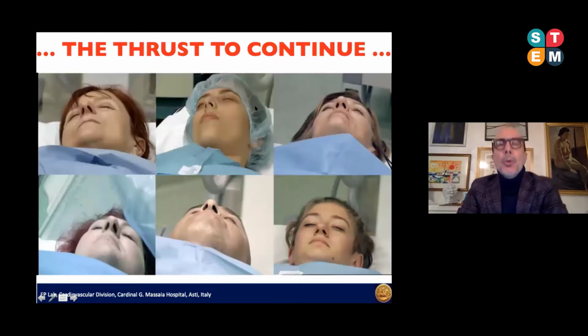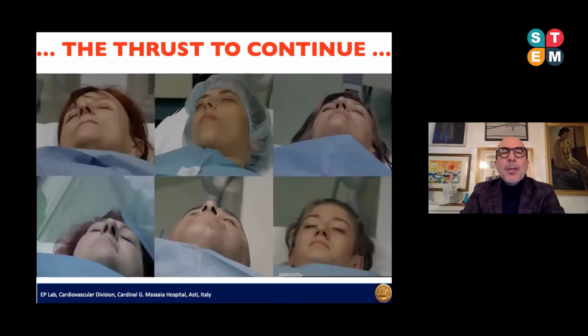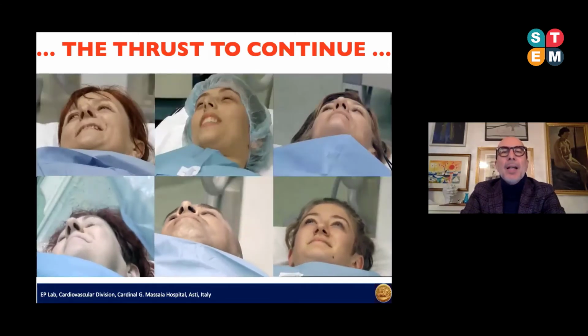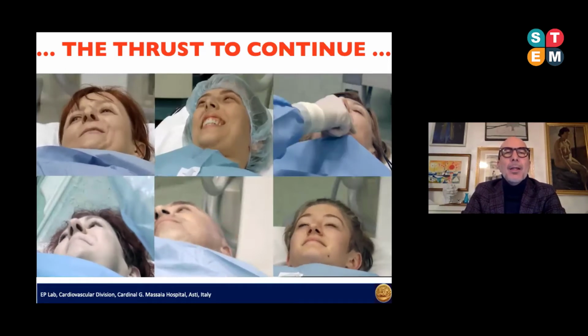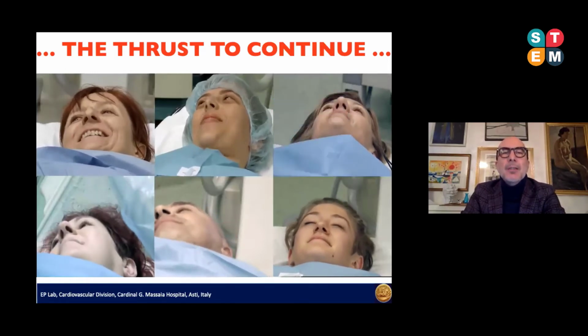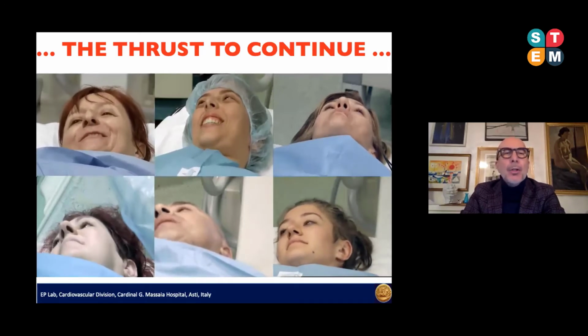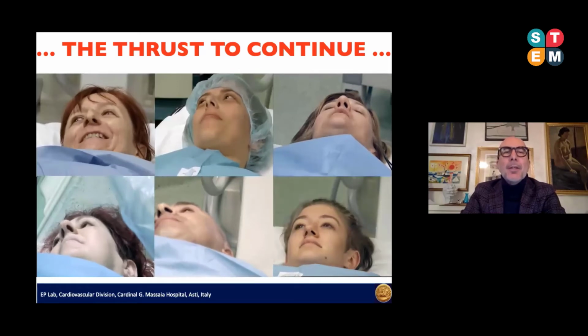So just to conclude, the take-home message is this. There are 6 patients just at the end of an ablation procedure, and please take a look at their faces. Just when I reorient them, all of them are smiling. They finished the procedure smiling. Okay? Younger or older, they are smiling. I think this is really impressive.